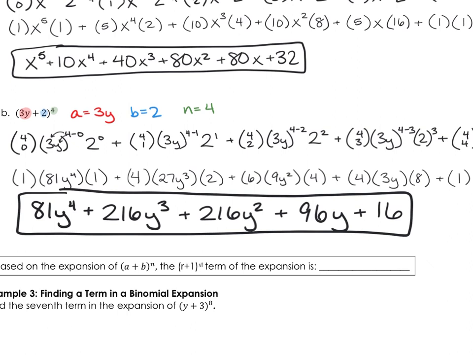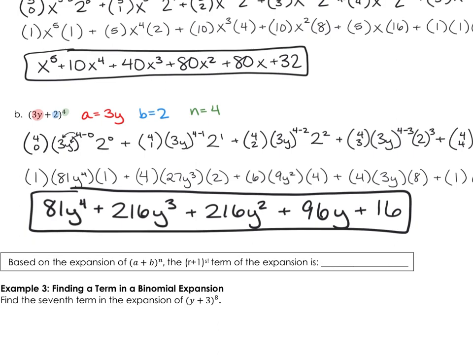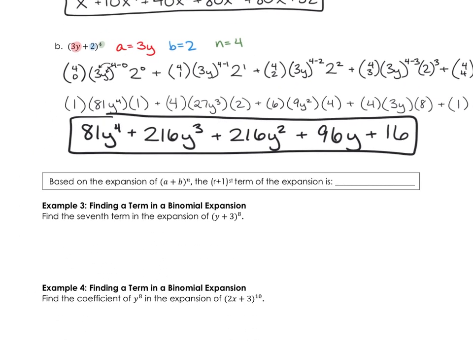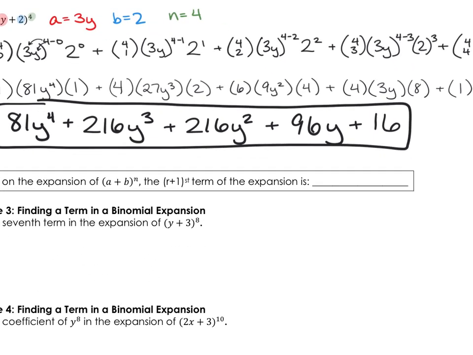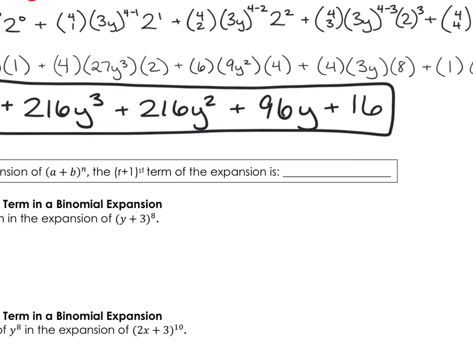But of course, another type of question I could ask you here wouldn't be to expand the whole thing, because that takes forever. What if I was only interested in one particular term? Based on the expansion that we just did of (a plus b) to the n, we can find the r plus 1st term of the expansion by following this formula. We would do n choose r, a to the n minus r, b to the r. So just one of those multiple things I'm adding together would help me figure out the particular term instead of the entire thing.